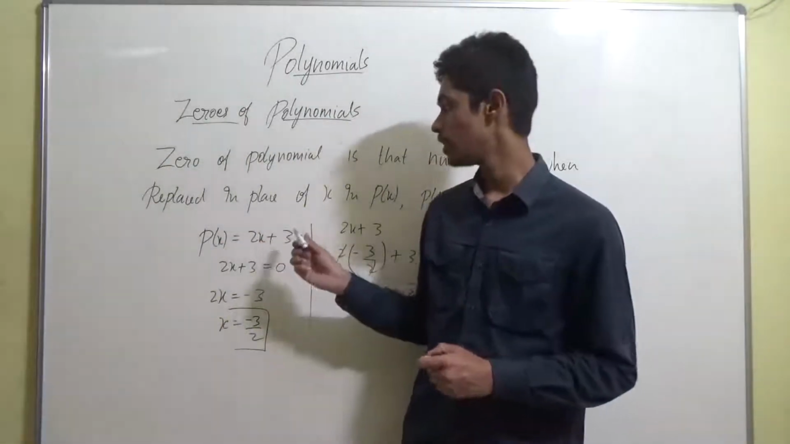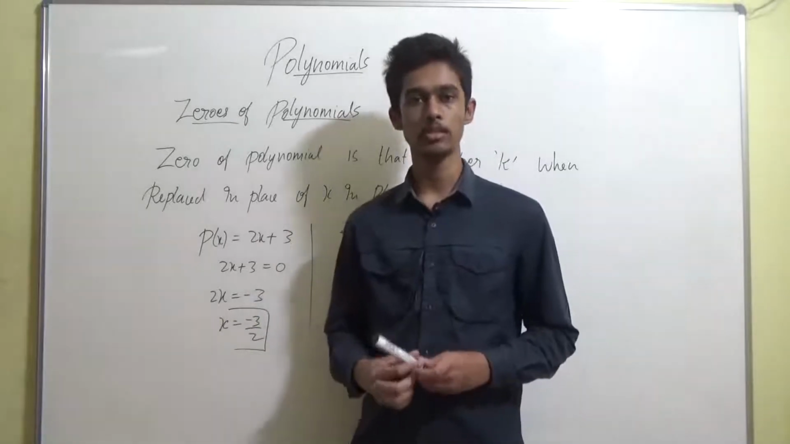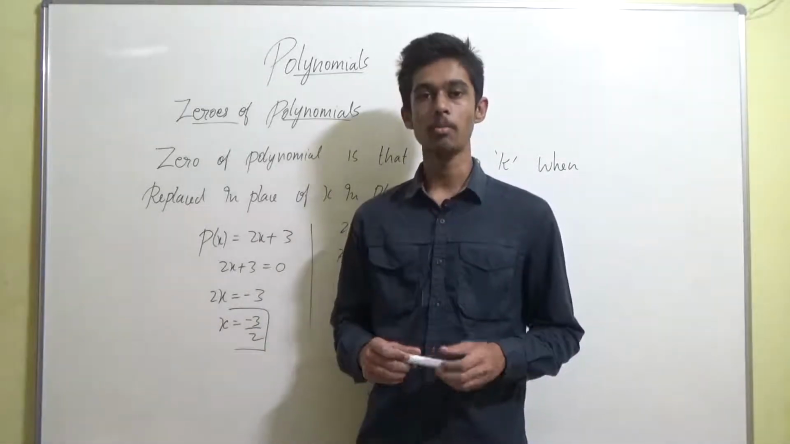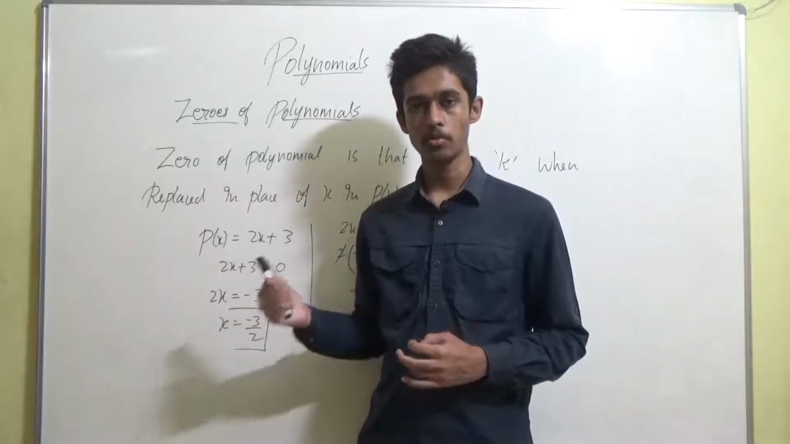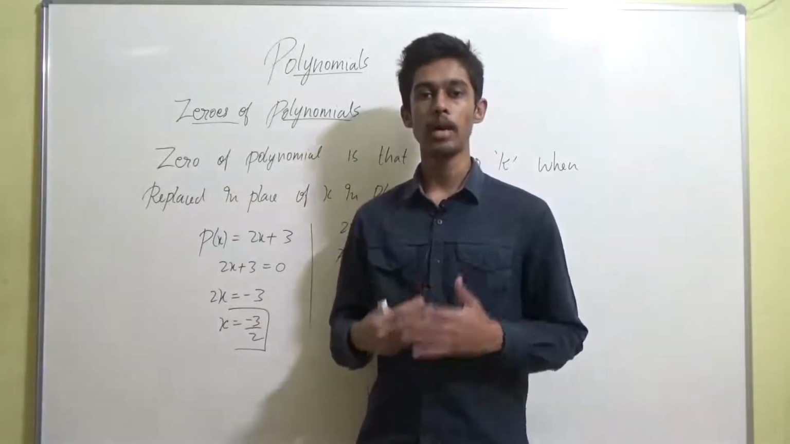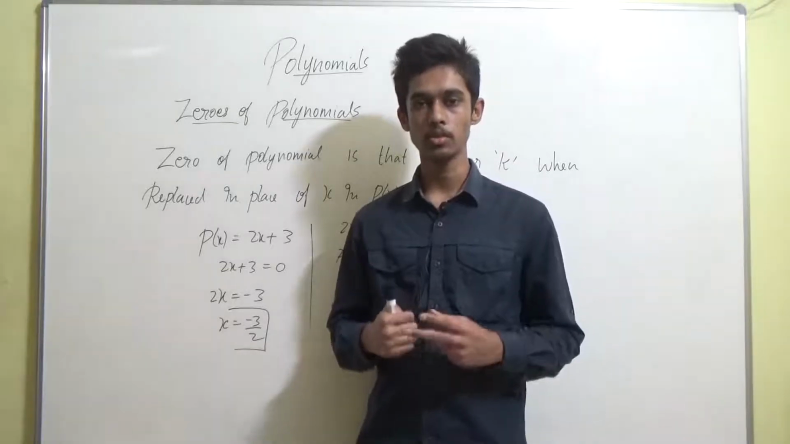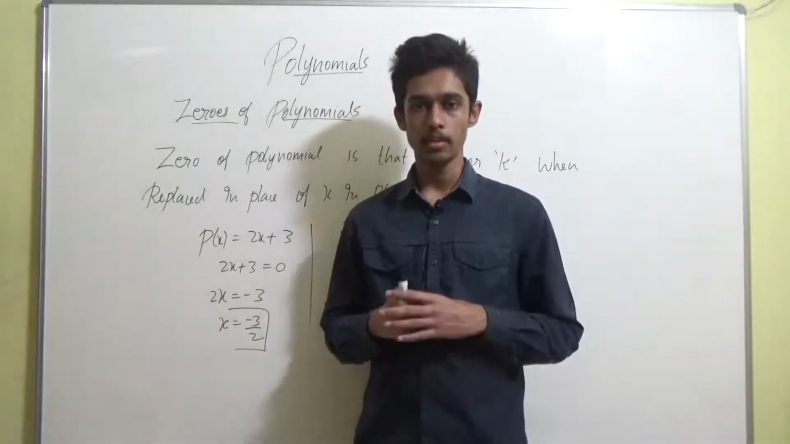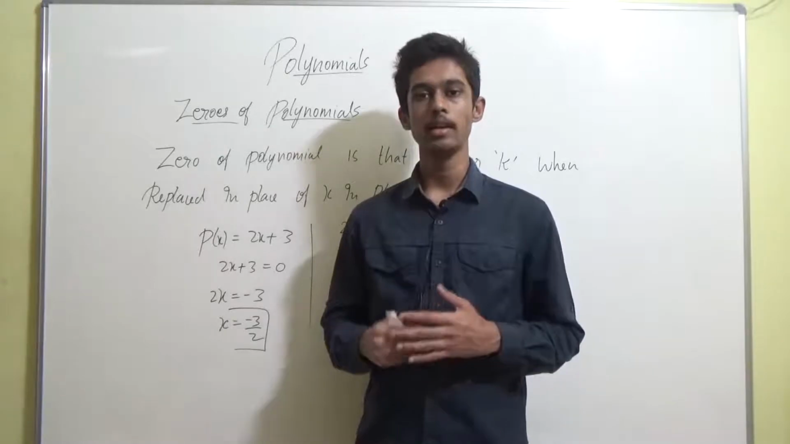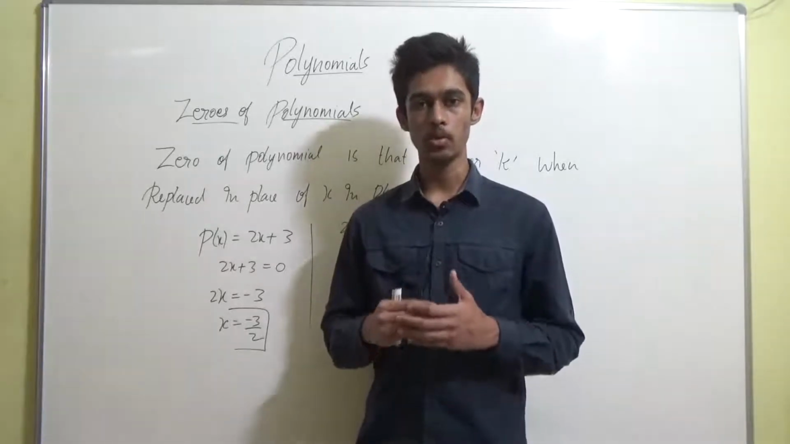For a linear polynomial, at most the number of zeros can be only 1. The number of zeros of a linear polynomial is at most 1, the number of zeros for a quadratic polynomial is at most 2, and the number of zeros for a cubic polynomial is at most 3, which means a cubic polynomial can have less than or equal to 3 zeros.